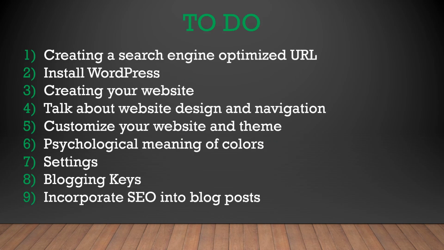This is what you're about to go over in the to-do portion. We're going to be creating your search engine optimized URL, which is the link that is at the top of your website. We're going to be installing WordPress and creating your site, talking about website design navigation. We're going to show you how to customize your website. And then later on in the informational piece, we'll be going over the psychological meaning of colors.